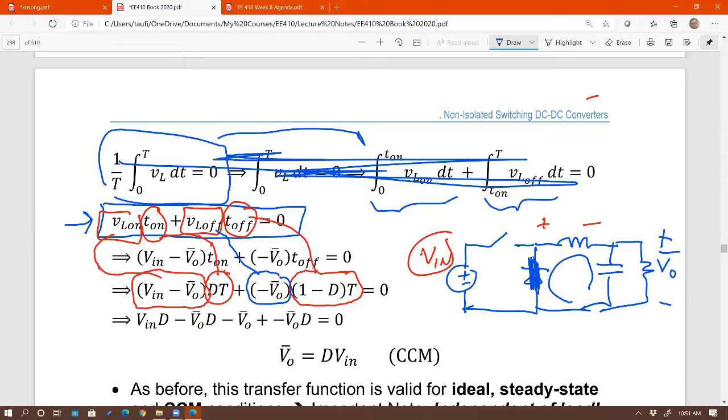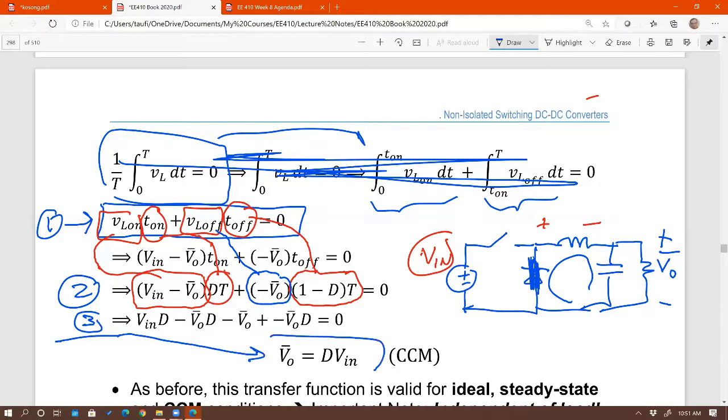Isn't that much simpler than doing this with delta IL? All you need is just two lines. 1, 2, and you're done. Actually, yeah, this is just algebra, maybe 3, and then eventually you get this transfer function.